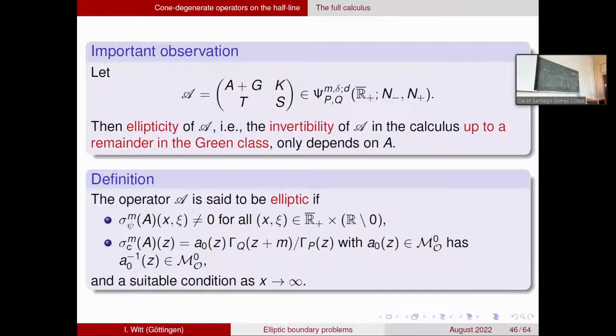So then, basically, the principal symbols only come from the A. The important observation is that G, K, T, S, everything in the green class, is compact, therefore it only depends on A. The ellipticity, no, this is wrong, that is nonsense. The ellipticity is the pointwise invertibility of the principal symbols. And this should be equivalent to the invertibility of A up to the remainder in this residual class. Those are two different things. But okay, so then the operator is elliptic, of course.